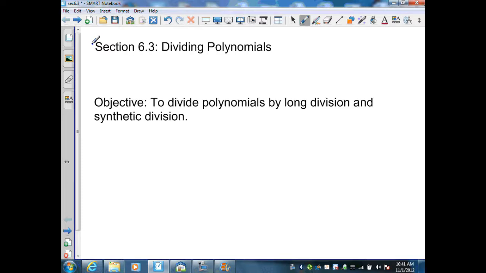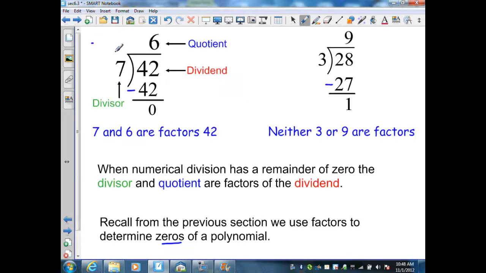Section 6.3, Dividing Polynomials. Here we have two examples of division. Here we have 7 dividing into 42, and we can identify the parts of our division. Our number 7 is our divisor, 42 inside our division symbol is our dividend, and our solution is a quotient. And remember the process, we just want to figure out 7 times what gets us closest to 42.